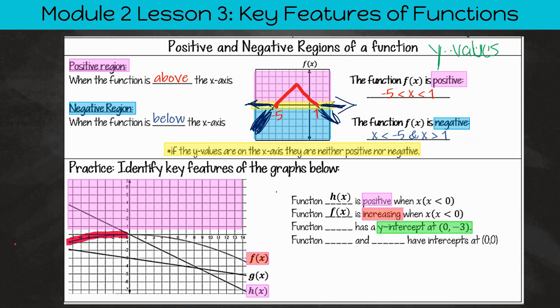And then finally, it asks what function has a y-intercept of (0, -3). Well, that is a y-intercept of -3. So that is our g of x function. Last but not least, function blank and blank have intercepts at (0, 0).